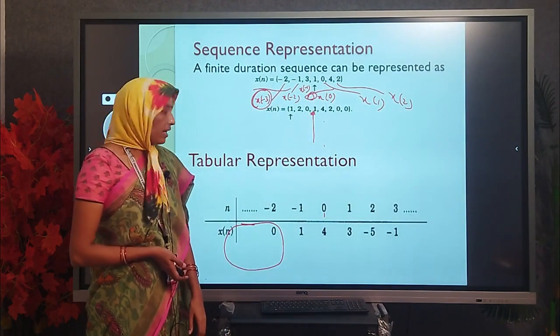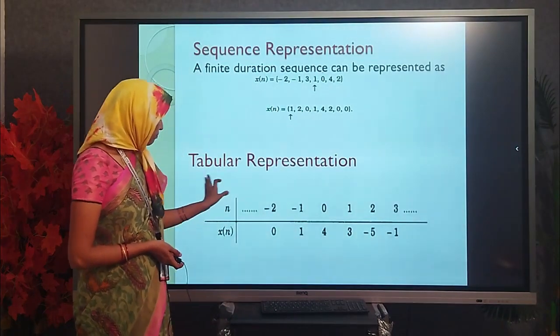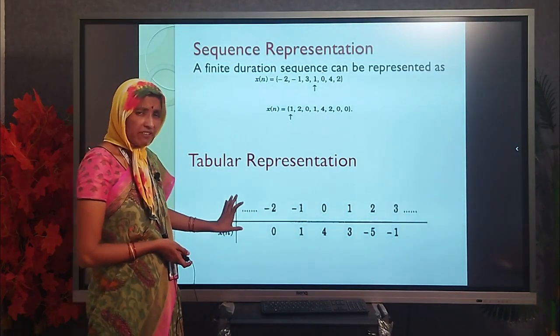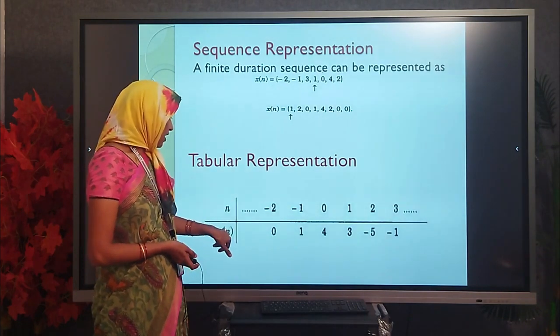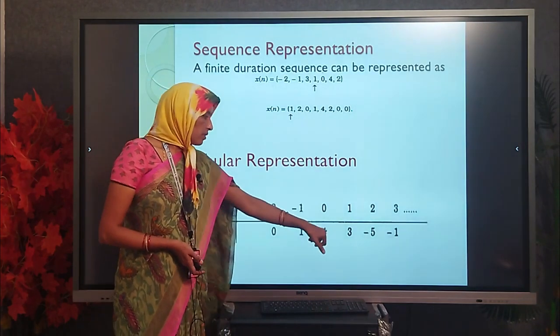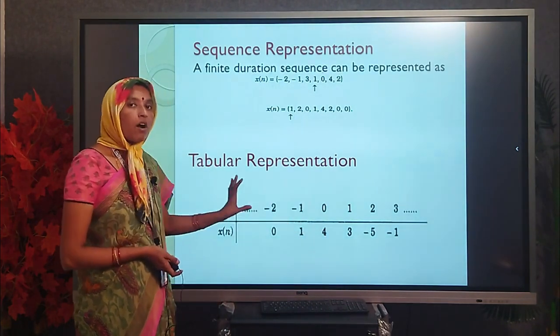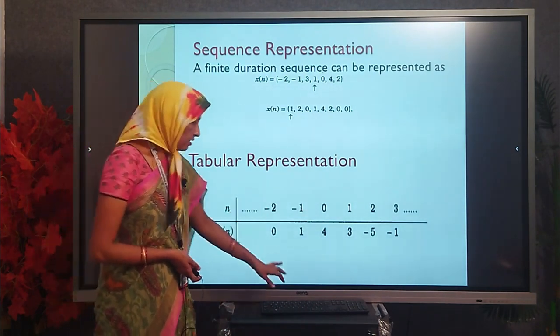And tabular representation. Tabular representation means the signal is represented in the form of a table, for n equal to -2 some value, n equal to -1 some value, n equal to 0 some value. So this is represented in the form of a table. So we can represent the discrete time sequence in 4 ways.